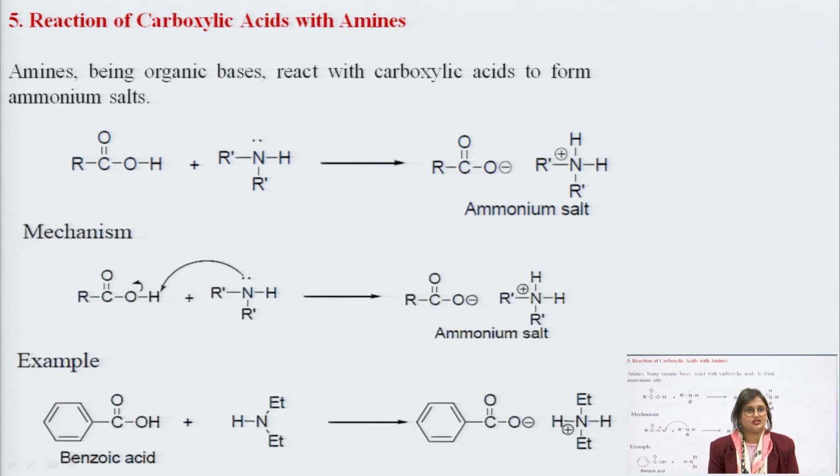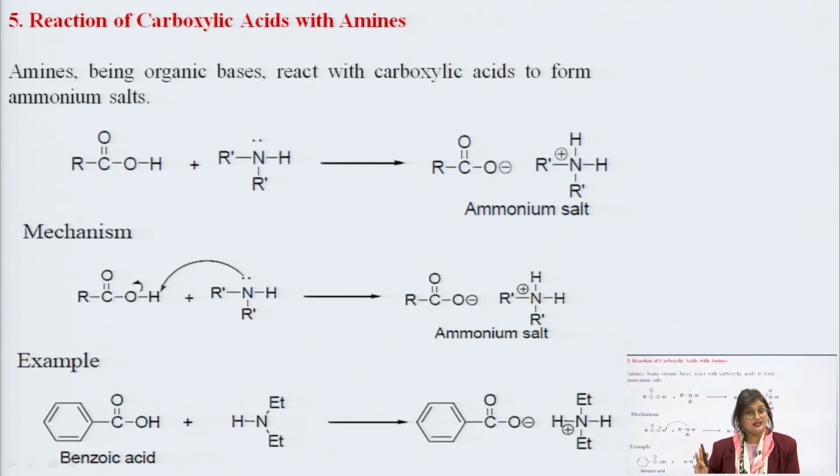Moving on to the next reaction. Amines, being organic bases, react with carboxylic acid to form ammonium salts. So, amines react with an acid to form an ammonium salt. Amine being a base, a very common reaction. We know very well acid reacts with the base to form a salt. So, this is the reaction which is happening here.